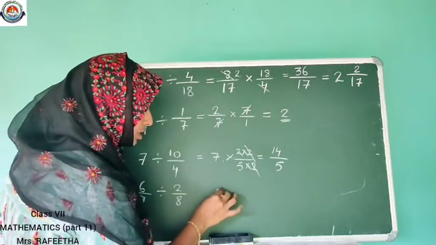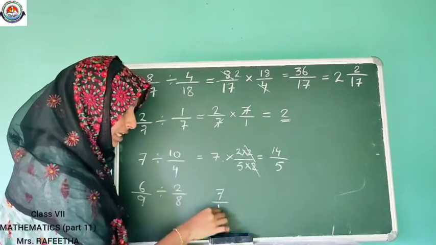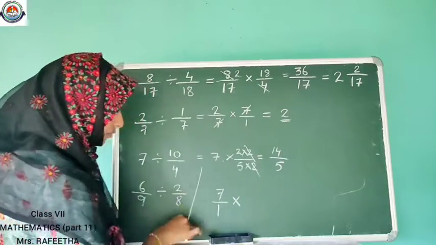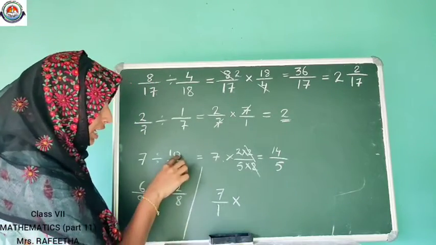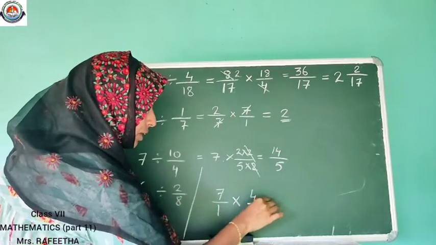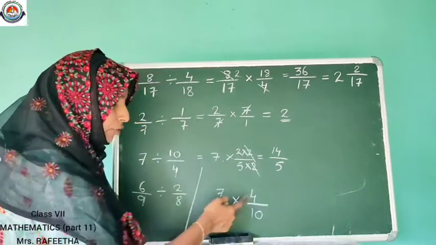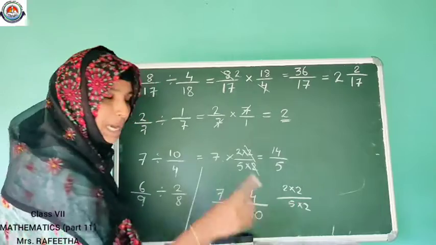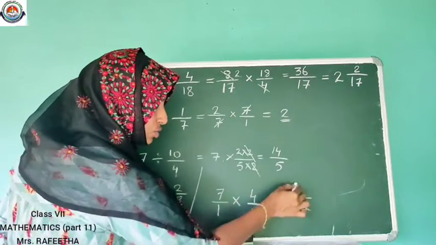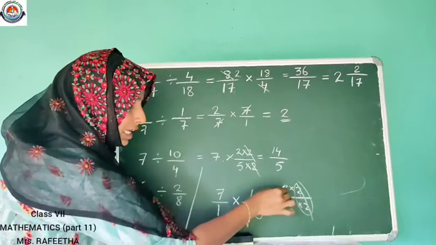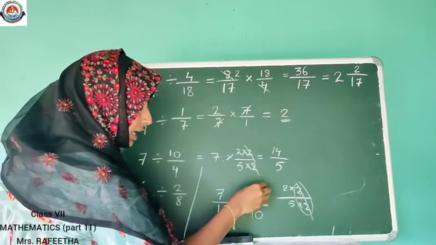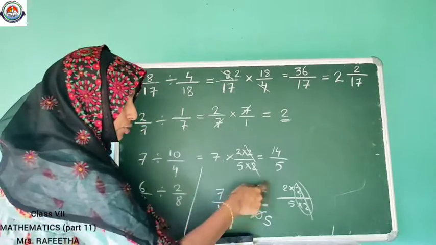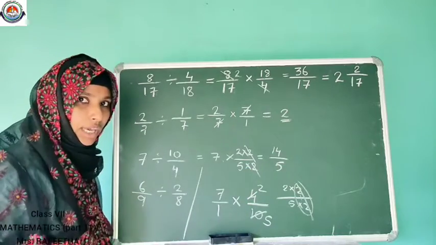Did you feel in doubt? Confused? Once again I will show you. This 7 we are writing as 7 by 1. Instead of this division we can write multiplication. Then 10 by 4, the reciprocal we want to write, that is 4 by 10. Okay, 4 means 2 into 2, 10 means 5 into 2. So, the same number is there in the numerator and denominator, that is 2. So this we can remove, and remaining is 2 by 5. Here we can cut with 2, here also we can cut with 2. What will be remaining there? 5. So, 7 into 2, 14. 5 into 1, 5. Okay, got it.